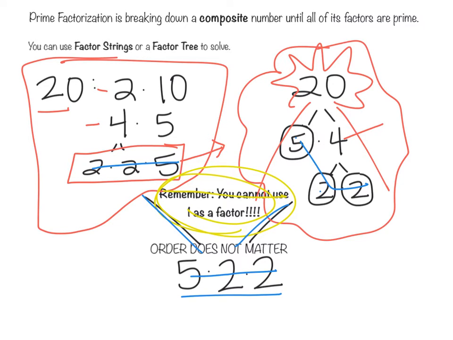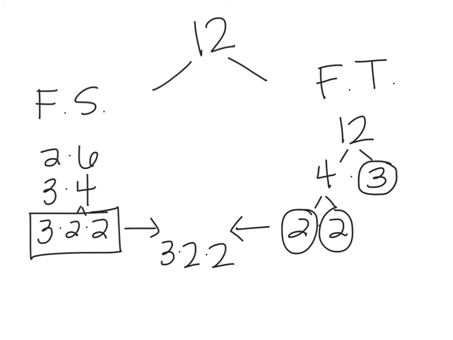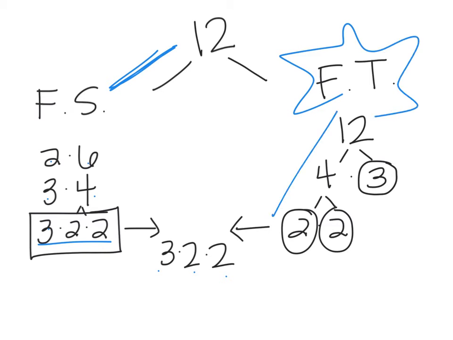So you always want your prime factorization to equal whichever number you started with, that you're breaking apart. Looking at the number 12, using factor string, 2 times 6, 3 times 4, and then 4 is my turnaround. So my prime factorization would be 3, and then I broke the 4 down into 2 times 2. So my prime factorization for 12 would be 3 times 2 times 2. If I used a factor tree, remember to start at the top and then it comes down, I used 4 times 3. You could use 6 times 2 if you wanted. I broke the 4 into 2 times 2, and I know 3 is prime. So I end up, again, with that same exact answer.